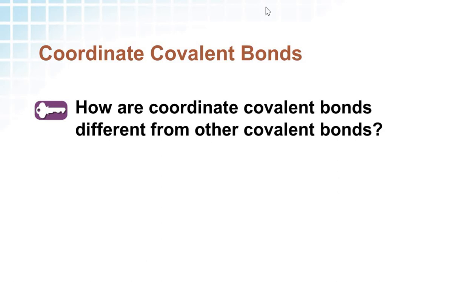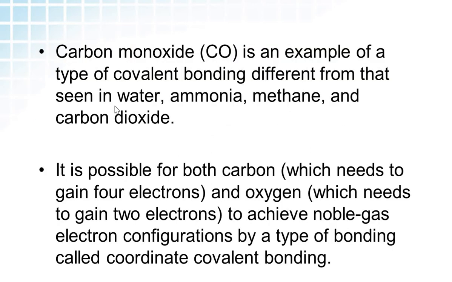Today we will define coordinate covalent bonds, and we have to know how coordinate covalent bonds are different from other covalent bonds that we talked about before: single, double, and triple covalent bonds. We have an example here of carbon monoxide. It's an example of a covalent bond. As you know, two nonmetals will make a covalent bond.